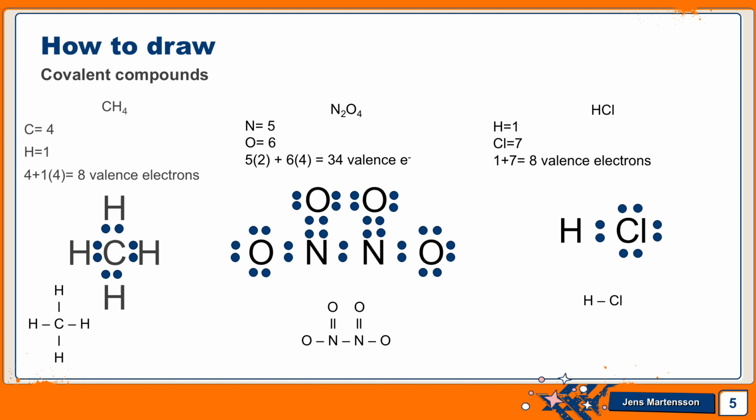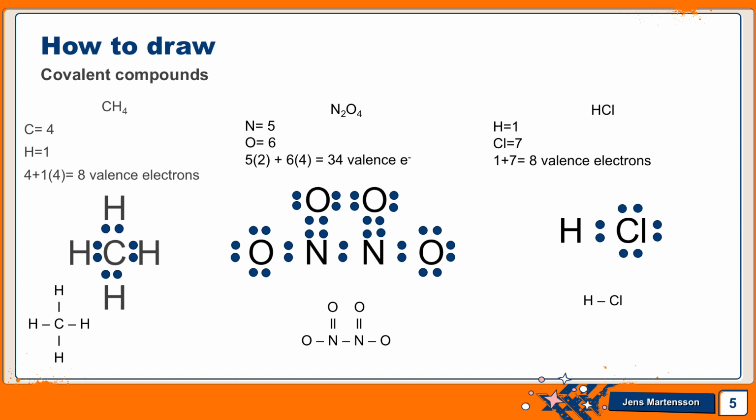Now we're going to look at how we would draw covalent compounds. So first up we have carbon tetrachloride, which are all nonmetals, and carbon has 4 valence electrons and hydrogen has 1. So when we count all of the valence electrons, put them together, we have 8 to work with. So once we draw this here, you can see that carbon is satisfied. It has a full outer shell, and then hydrogen only needs those 2, so it creates a full octet.